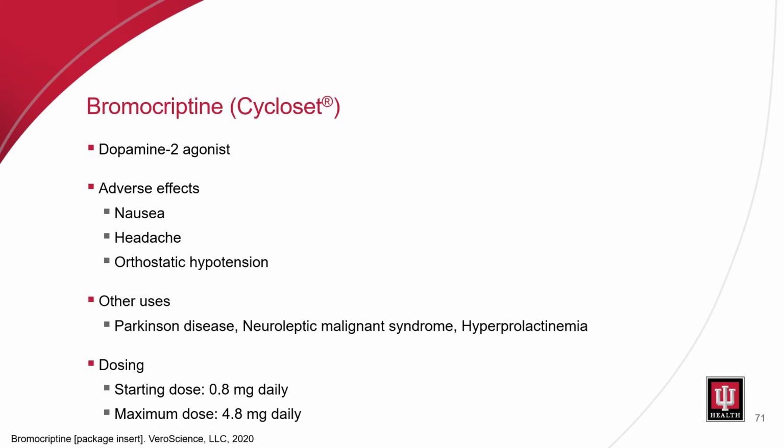Bromocriptine or Cycloset is a dopamine 2 agonist which affects the circadian rhythm to improve insulin sensitivity. Adverse effects include nausea, headache, and orthostatic hypotension. Bromocriptine can also be used for Parkinson's disease, neuroleptic malignant syndrome, and hyperprolactinemia based on its mechanism of action. We start at 0.8 milligrams daily, specifically in diabetes, and we titrate at weekly intervals to a maximum daily dose of 4.8 milligrams.